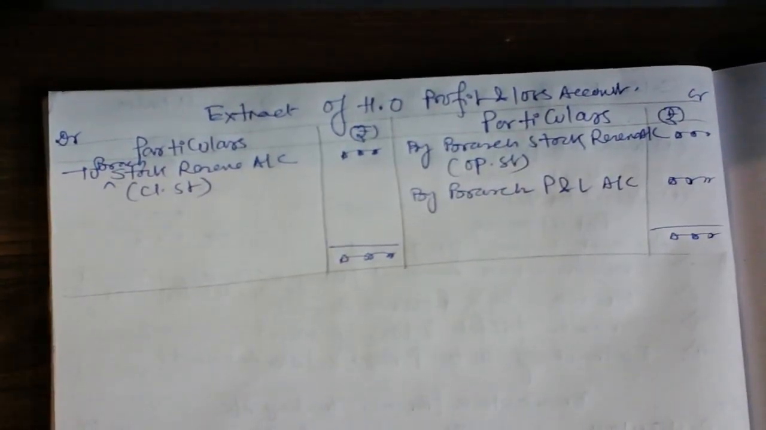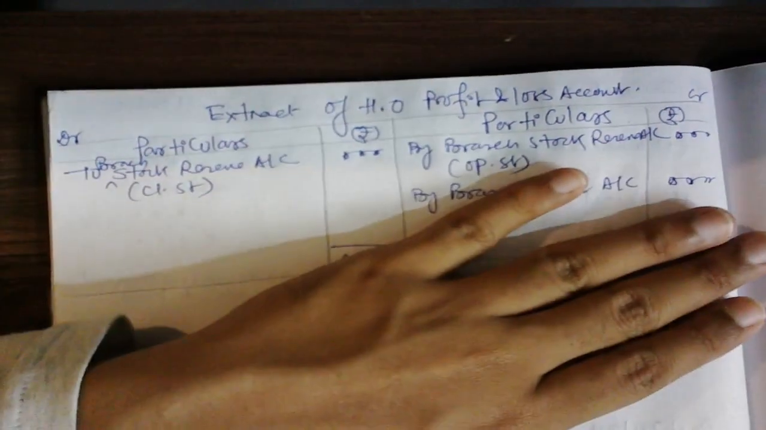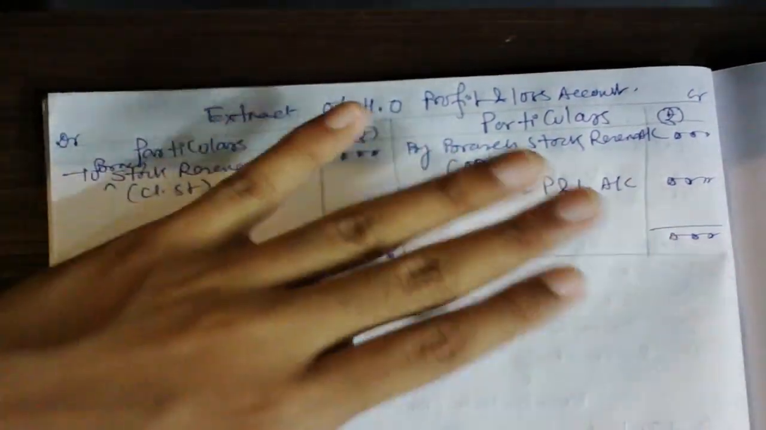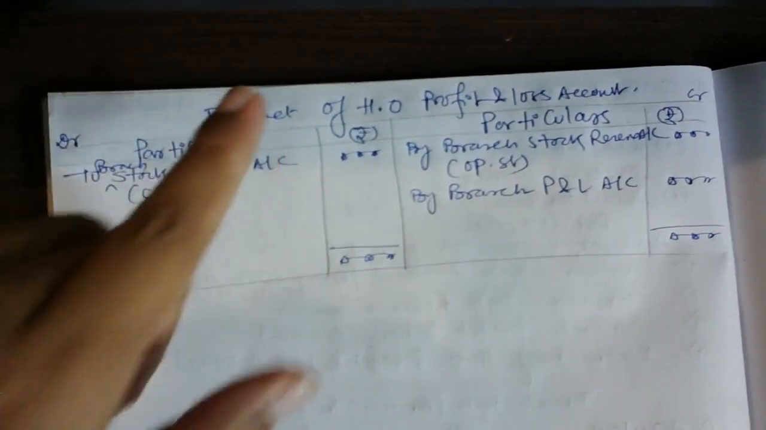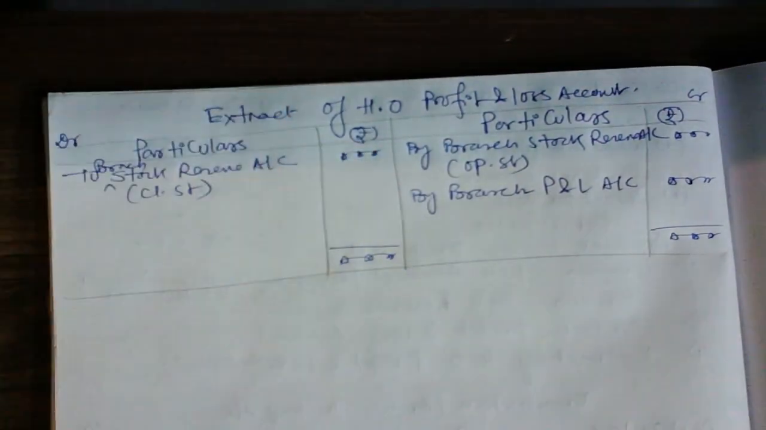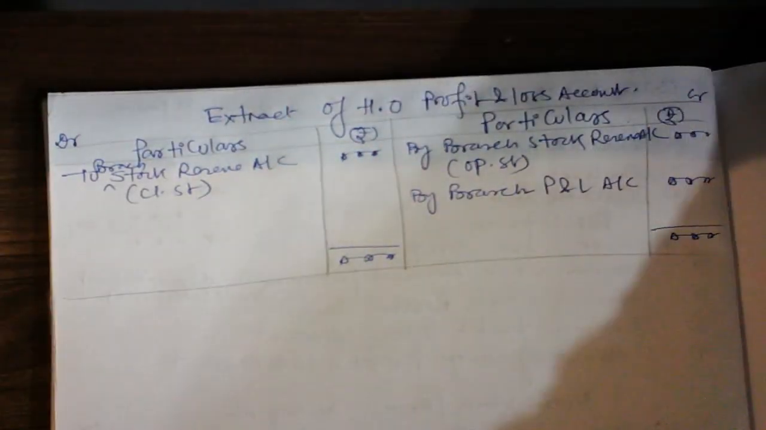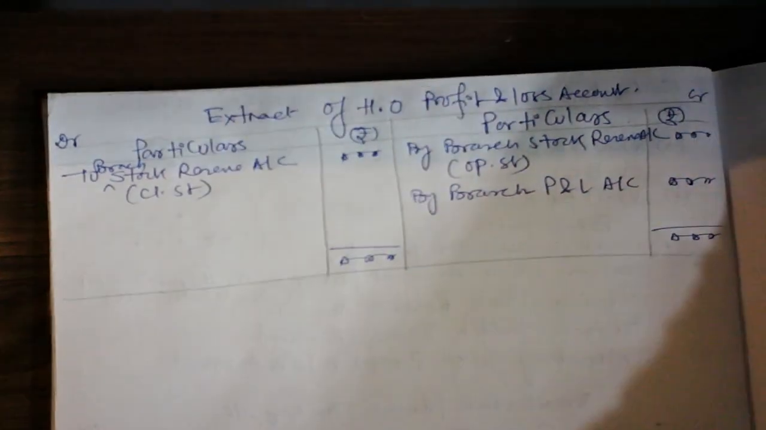Done. The balance will not match, but it's a part of the extract. That's why it is an extract. Extract means the balance may not be matched. That is why the word extract is used. Please note this down.